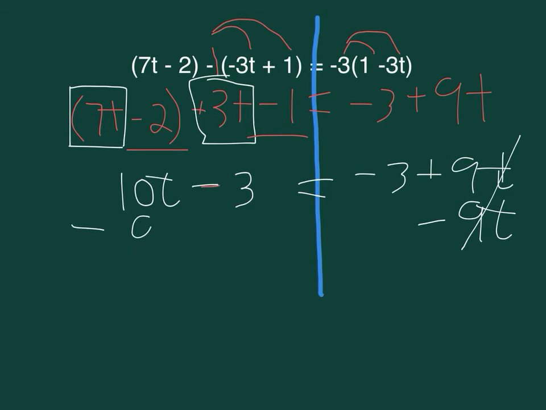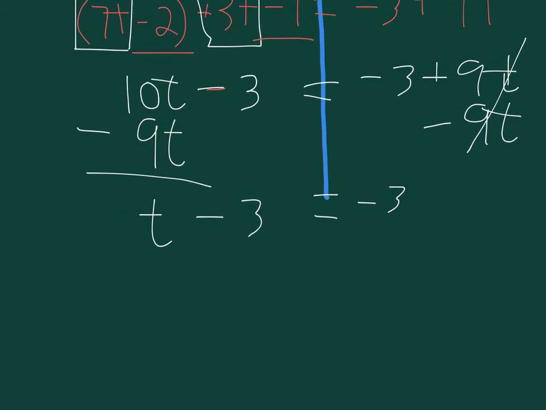And remember, you have to combine your like terms. So 10t minus 9t is going to be 1t. I'm just going to write t. I'm going to bring down my -3, and I'm going to bring down my -3 on the other side as well. So now I've got all my variables on the left-hand side, and I have constants on both sides.